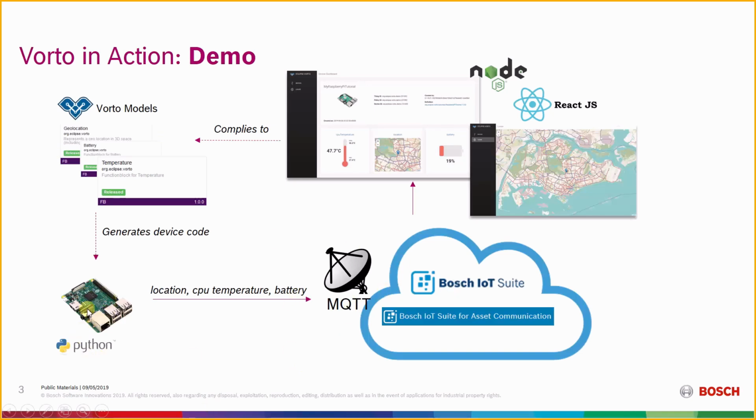We will send the data from our Raspberry Pi via MQTT to the Bosch IoT Suite using the asset communication package. We will then use this data in our node.js and React.js dashboard to display the data coming in from the device in a nice manner and make it visually appealing. Those cards you can already see here, we will see them again later. All of them comply to the Vorto-specific function blocks, so that we get the advantage of what Alex just talked about, having this unified, abstract system.